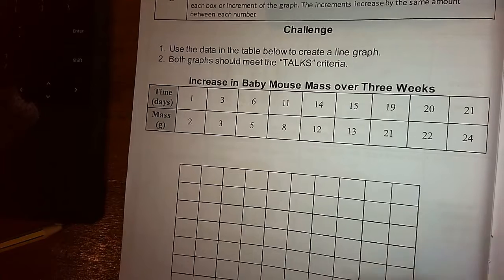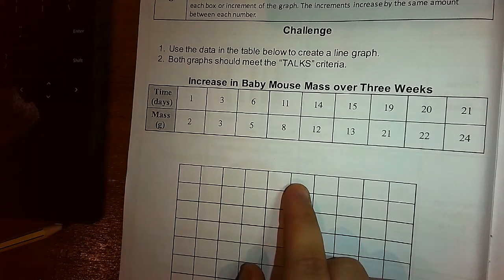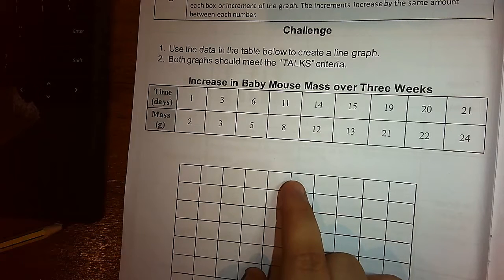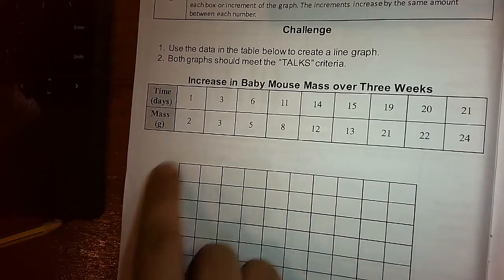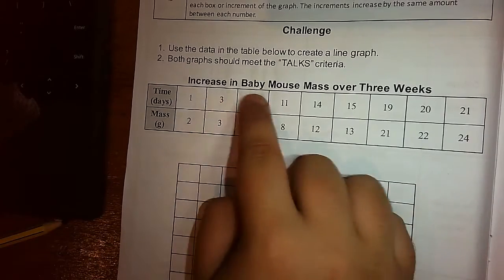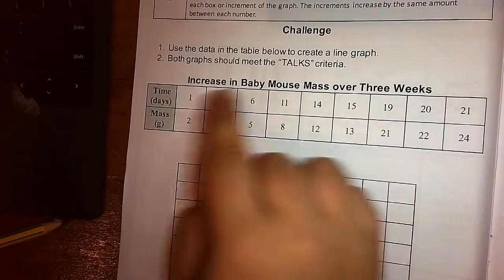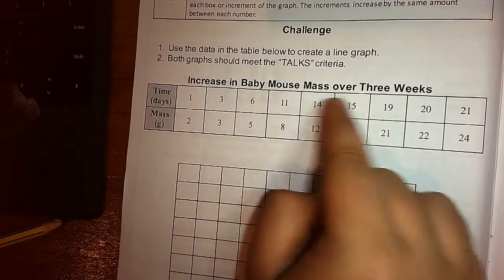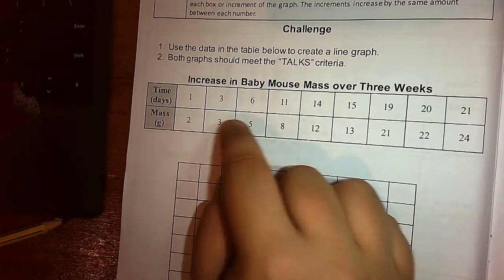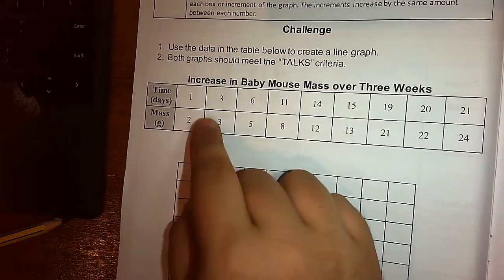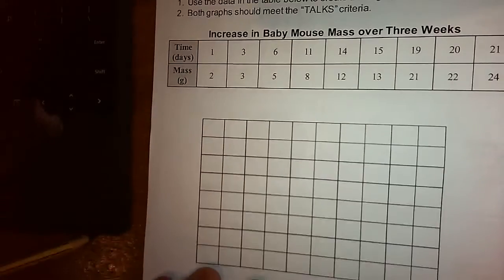Okay, so challenge. Use the data in the table below to create a line graph. Both graphs should meet the TALKS criteria. So we're going to just do this first line graph, and it says the increase in baby mouse mass over 3 weeks. So that's what this table's title is. They've got the different days there, and then they've got the mass of the baby mouse in grams. Okay. So let's start our line graph.